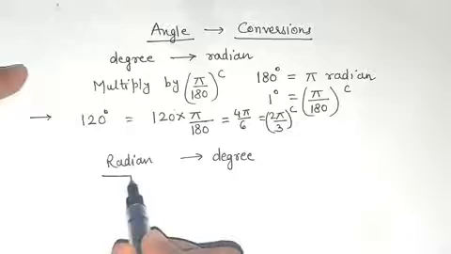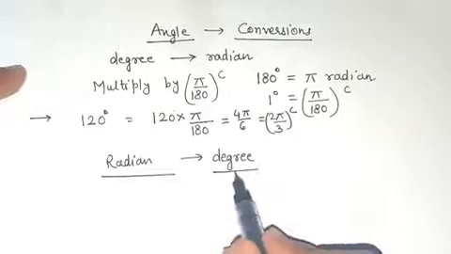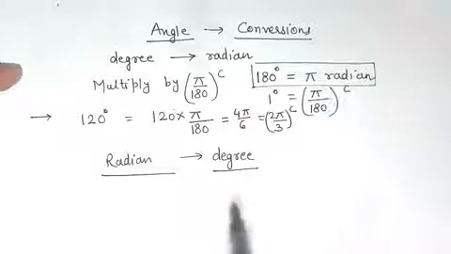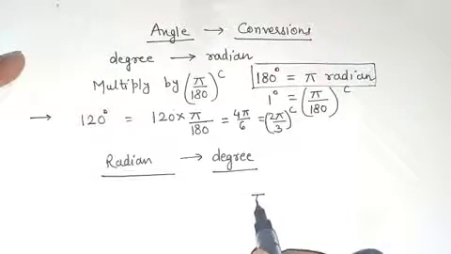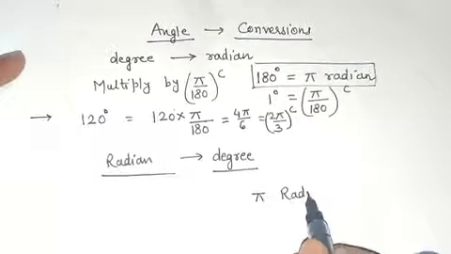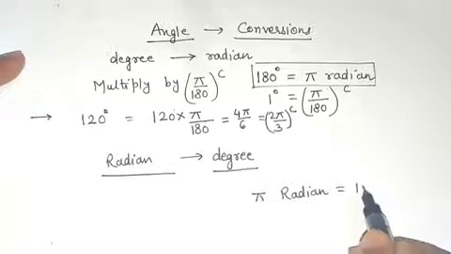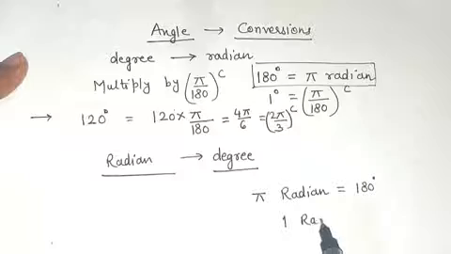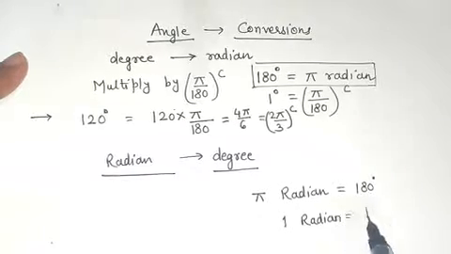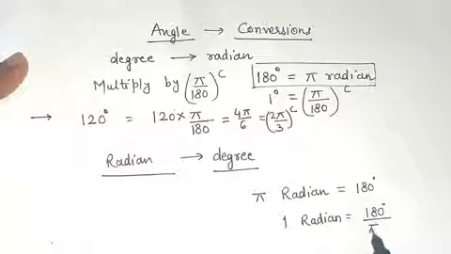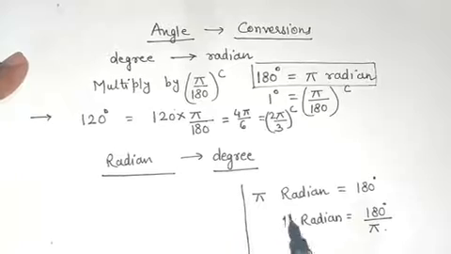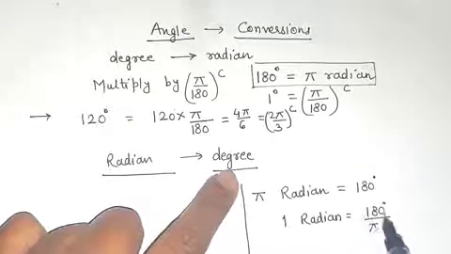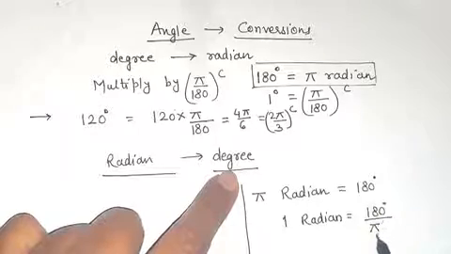Now take the second example in which radian is converted into degree. Again I am taking the same relationship, but now I will write radian on the left side. So pi radian equals 180 degree. So 1 radian equals 180 degree divided by pi. So whenever we have to convert radian into degree, multiply by 180 degree divided by pi.